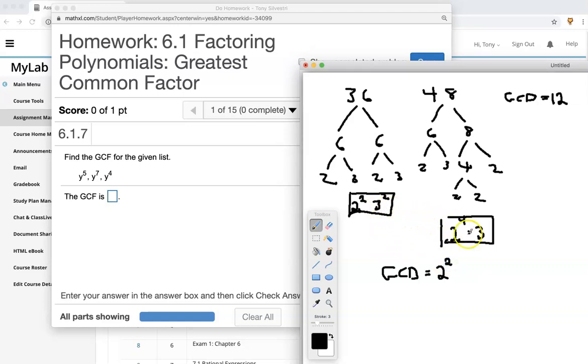Is 3 common? It certainly is. If it's common, I list it. And what's the smallest exponent you see? Well, I don't see an exponent, that's assumed 1. The smallest exponent is 1. Don't write it down. And so the exponents: 4 times 3 is your 12. Okay, so we found the greatest common divisor.